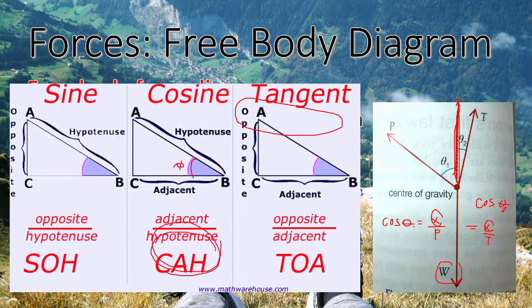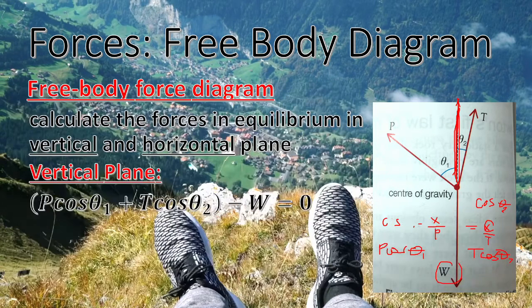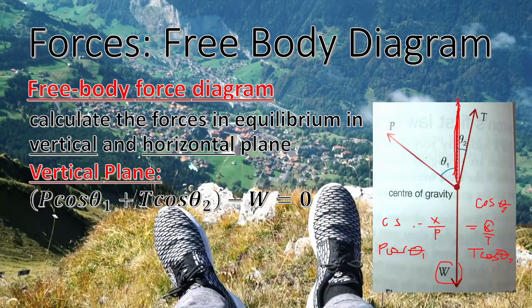So if you're going to rewrite this equation, this will be just P cosine theta 1, same on the other side, T cosine theta 2. So we have here P cosine theta 1 plus T cosine theta 2, because there are two forces here, for the value of P and for the value of T.